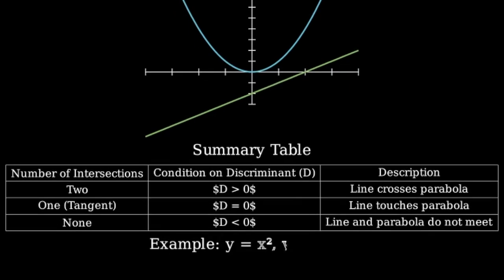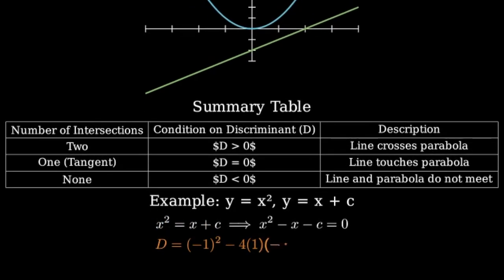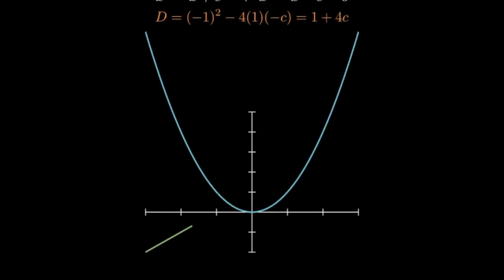Let's look at a specific example. Consider the parabola y equals x squared, and the line y equals x plus c. Setting them equal gives x squared equals x plus c, or x squared minus x minus c equals 0. The discriminant for this equation is d equals negative 1 squared minus 4 times 1 times negative c, which simplifies to 1 plus 4c. Now, let's see the three cases based on the value of c.